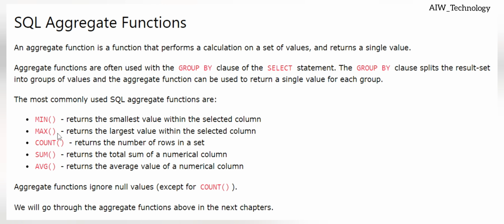Similarly, max provides the largest value within the selected column, and count provides the total number of rows in a set. Sum returns the total sum of a numerical column, and average provides the average value of a numerical column. And lastly, aggregate functions ignore null values except count. Count will take it as one, and that's it about SQL aggregate functions.